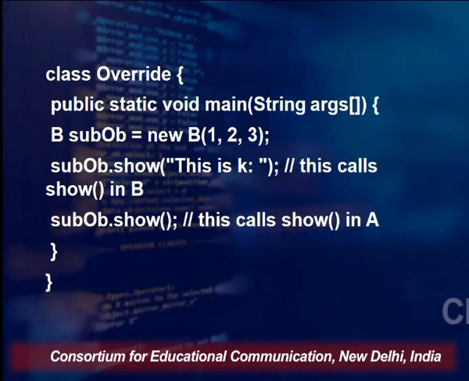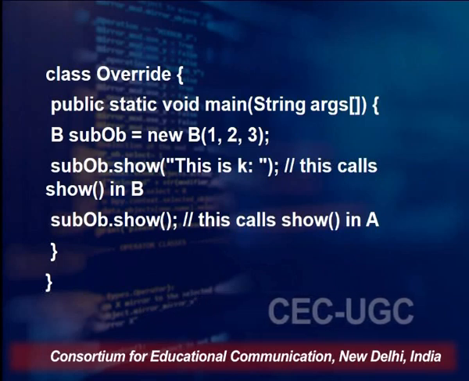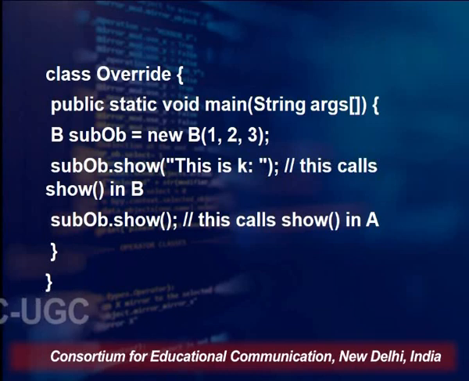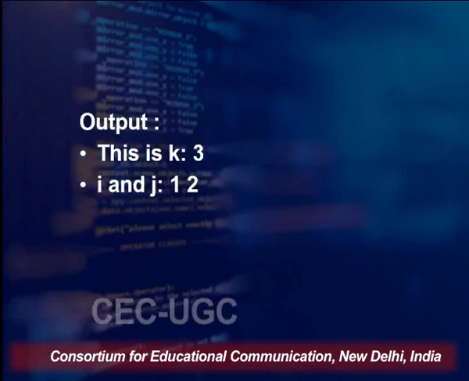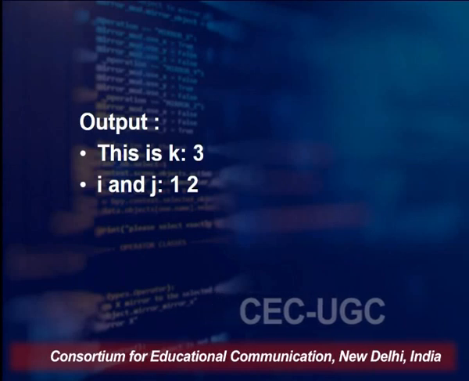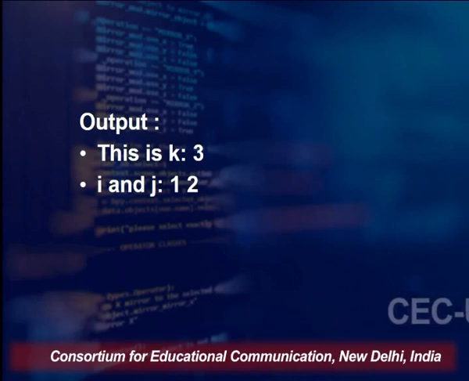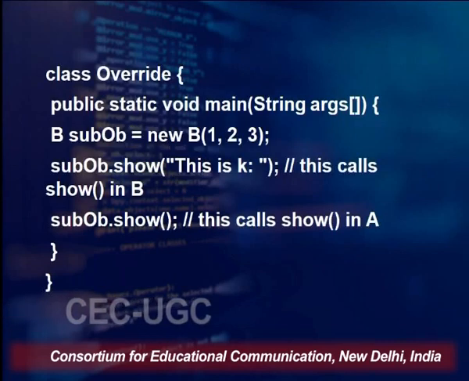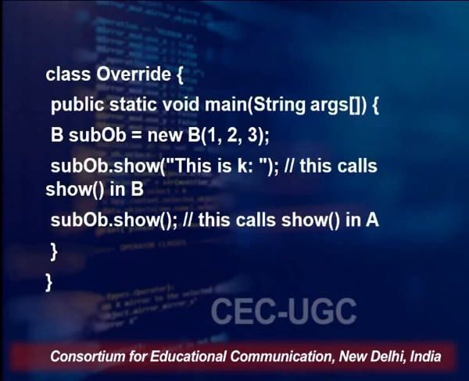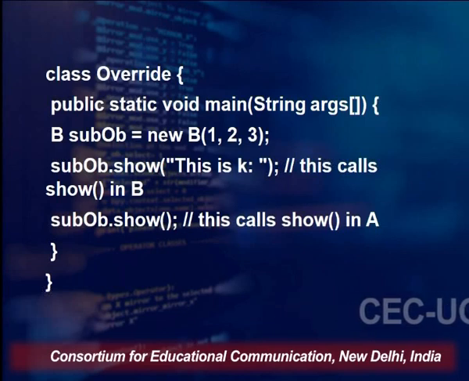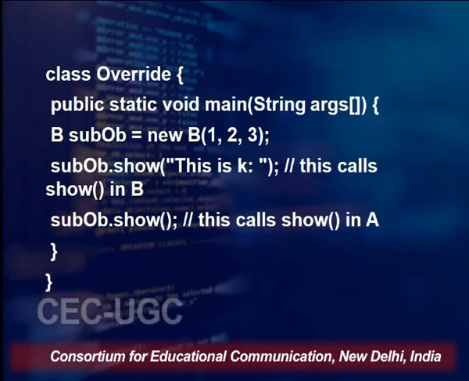Overriding is considered when we talk about a function having the same name and the same signature in both classes, the parent class as well as the subclass. And here is the output: first this is k, and then show i and j, which is 1 and 2. The first call to show is served by the show version of class B, which says this is k, and the value of k is also printed.